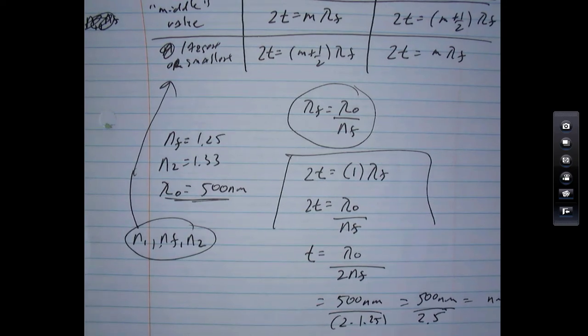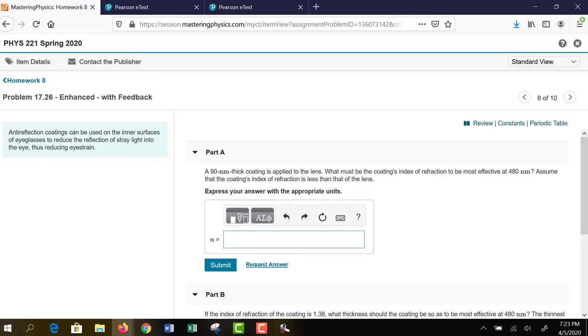Let's look at the next one. So the previous problem said strong reflection, meaning that you're seeing it. This one has an anti-reflective coating, so you're trying not to see it.